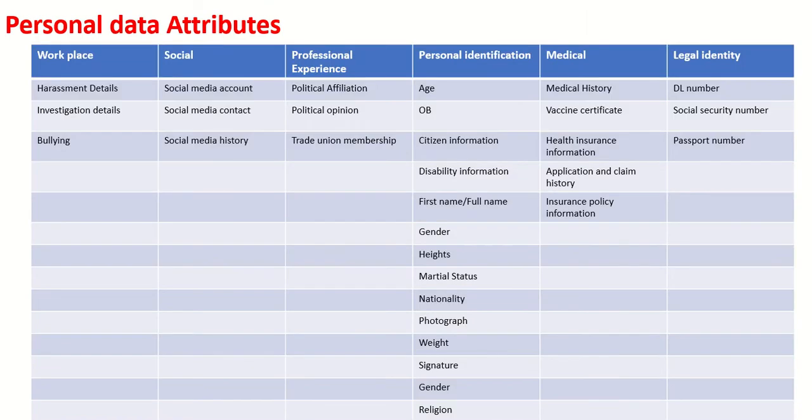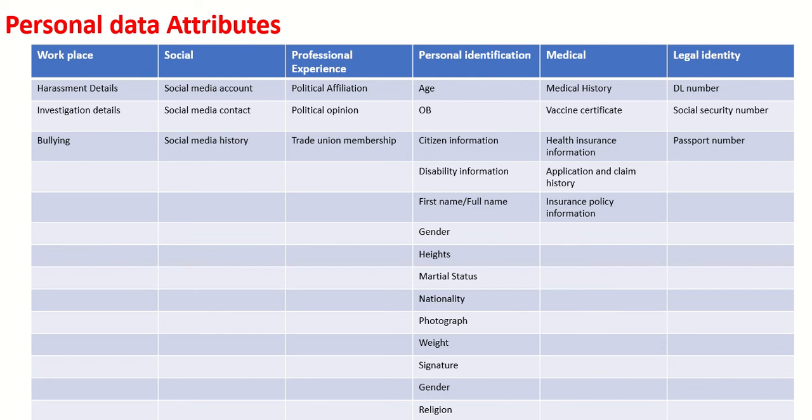Now we are going to see various attributes in your workplace or organization which can be categorized as personally identifiable information. We'll start from the workplace. Harassment details, investigation details, and bullying come under personally identifiable information, because harassment details include the name of the person who did the harassment, the victim details, and the investigation details.